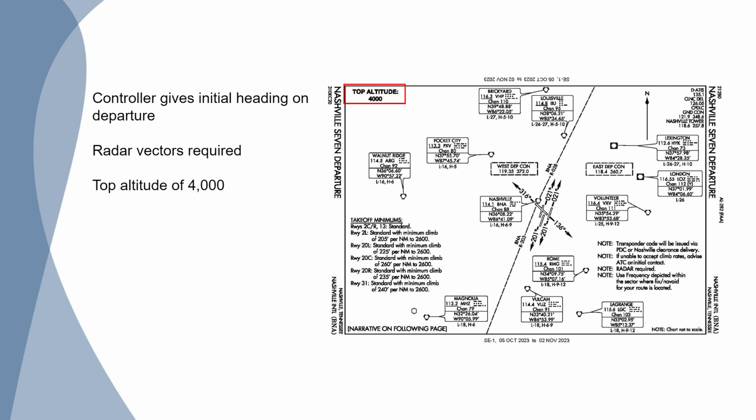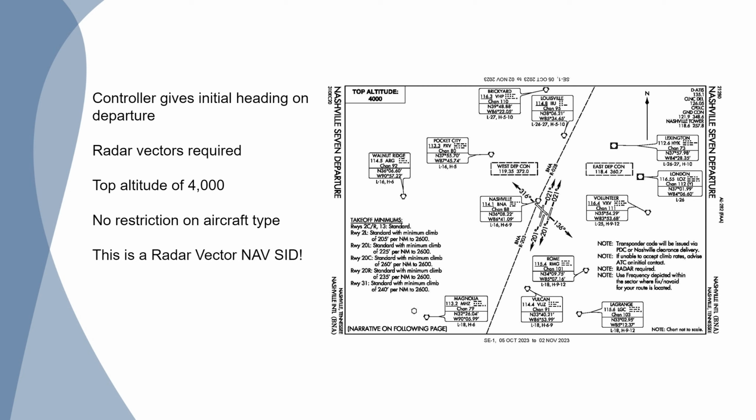This is the Nashville 7 departure out of Nashville. The controller will give you an initial heading on departure, and then radar vectors will be required for the remainder of your departure. The top altitude of this departure is 4,000 feet, as you can see in the upper left-hand corner. There are no restrictions on the aircraft type. This means if you're flying a 737 or a Cessna 172, both are able to utilize this departure.